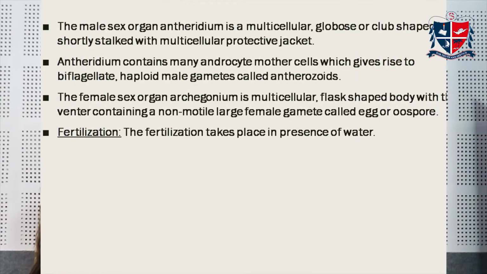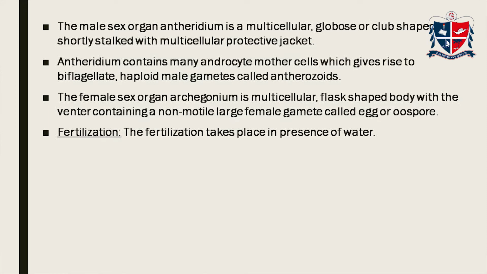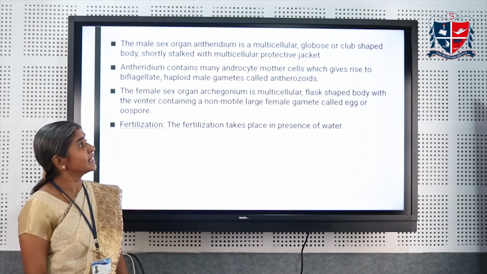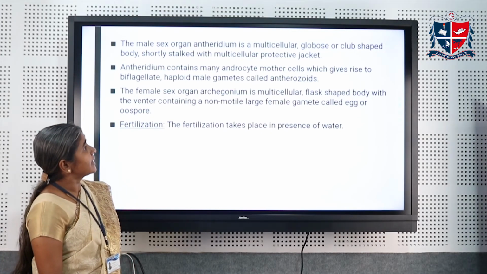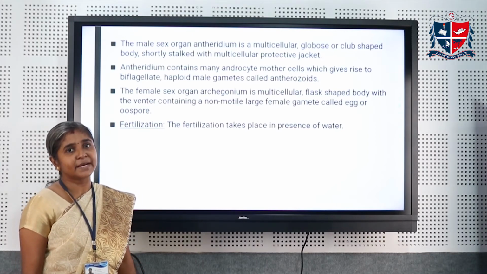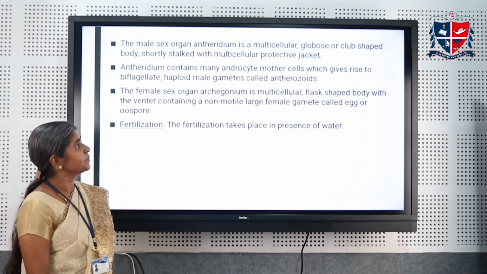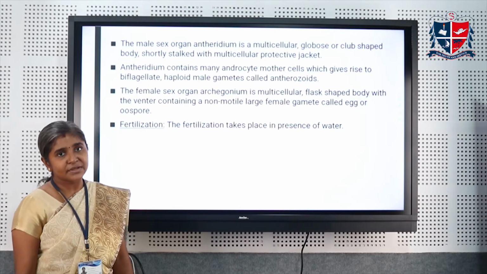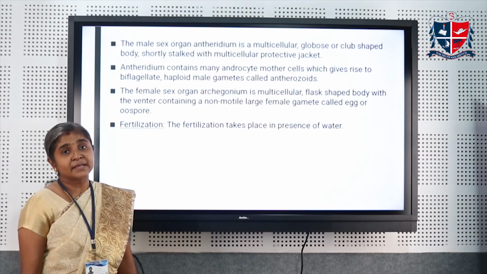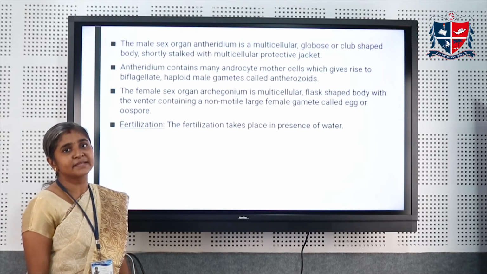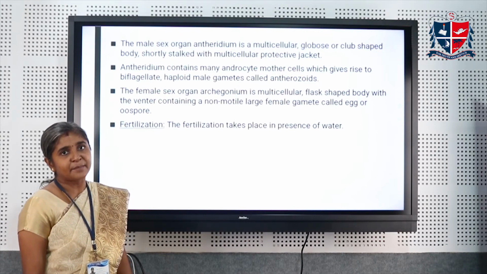Now coming to the sexual reproductive parts, the male sex organ or antheridium is a club-shaped multicellular structure with a jacket and an interior androcyte mother cell. It's an aggregate of androcyte mother cells which is surrounded by a multicellular jacket. These androcyte mother cells undergo division to give rise to anthrozoids. These anthrozoids are finally released and they will be reaching the female gamete.